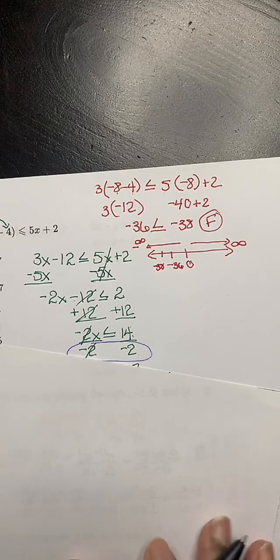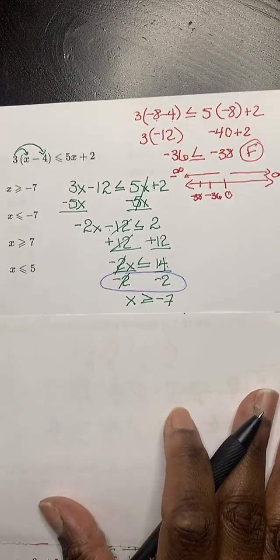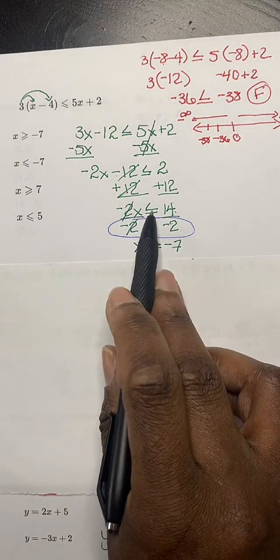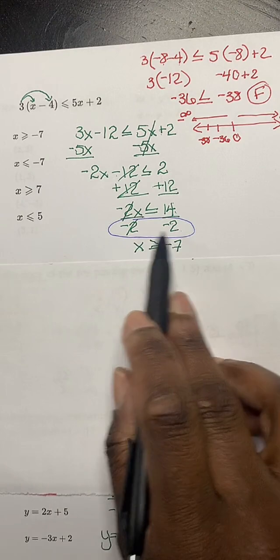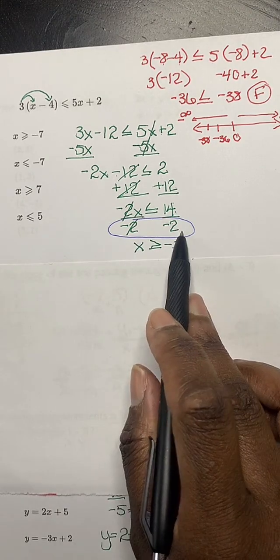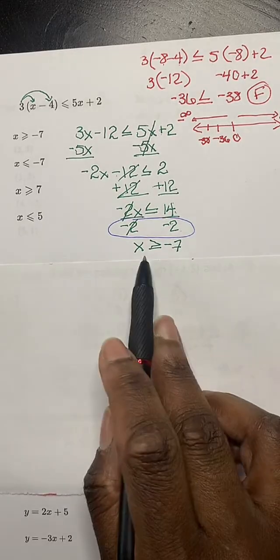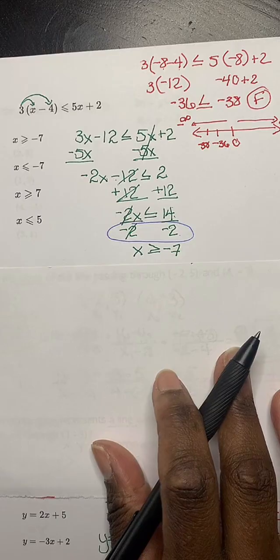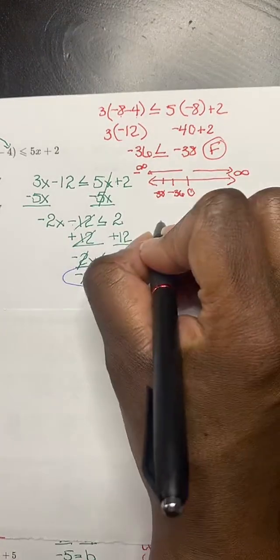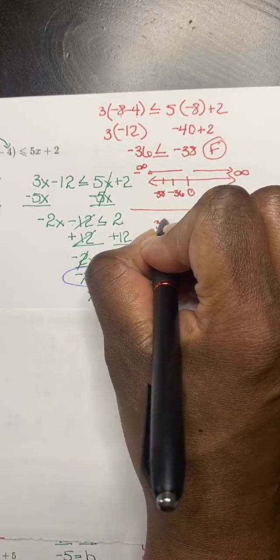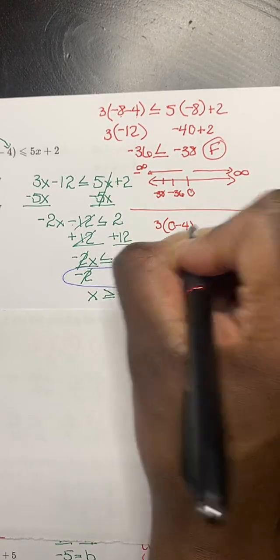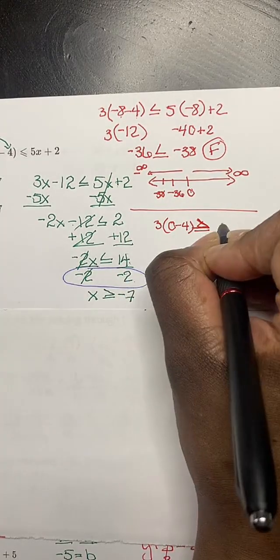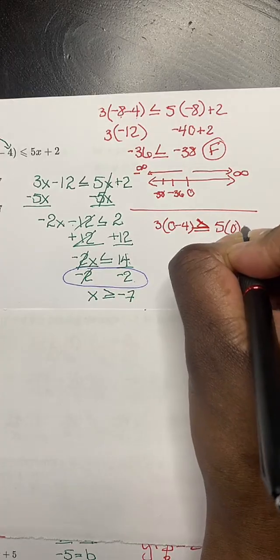So when you're doing inequalities, you're doing it to the point that you are trying to get a true statement. So we have to flip the inequality every time we multiply or divide by a negative, because we're trying to get a true statement. If I wanted to pick a number that was greater than negative 7, I'm going to make it easy for myself. I'm going to pick 0. So I'm going to have 3 times 0 minus 4, forgot I had to change the sign, is greater than or equal to 5 times 0 plus 2.